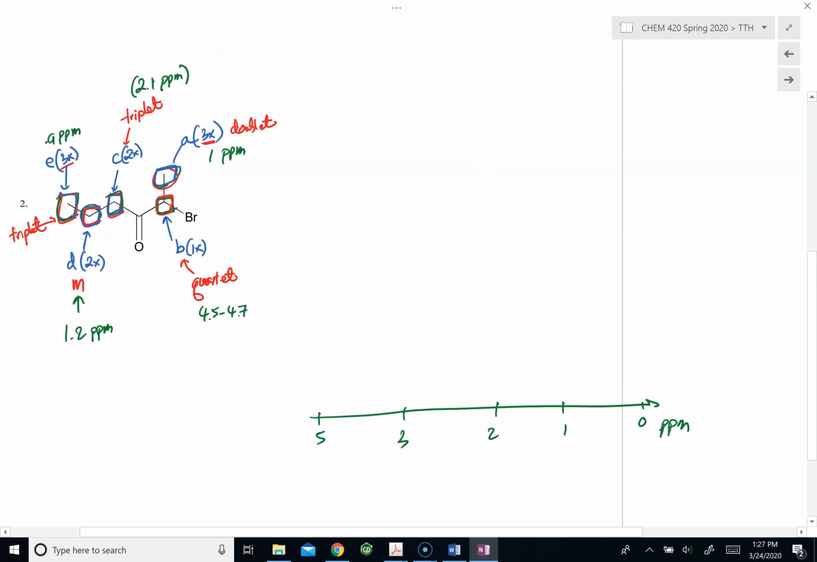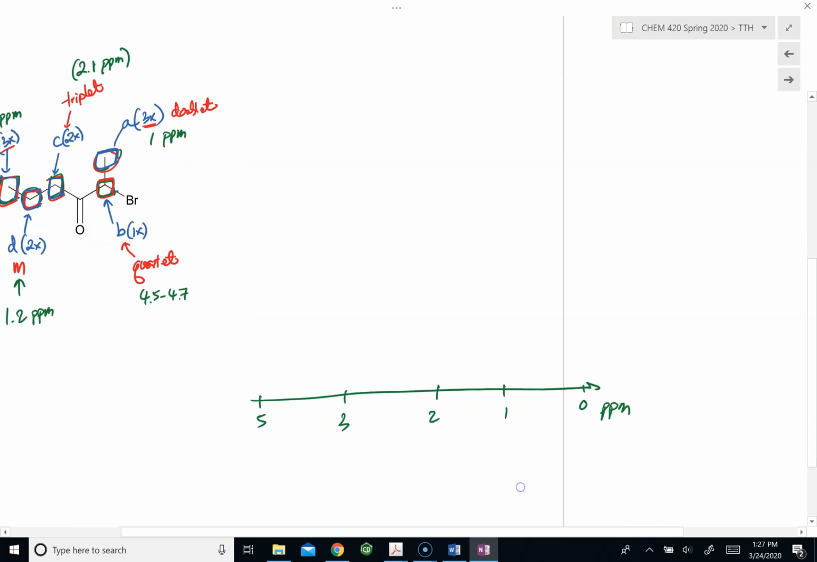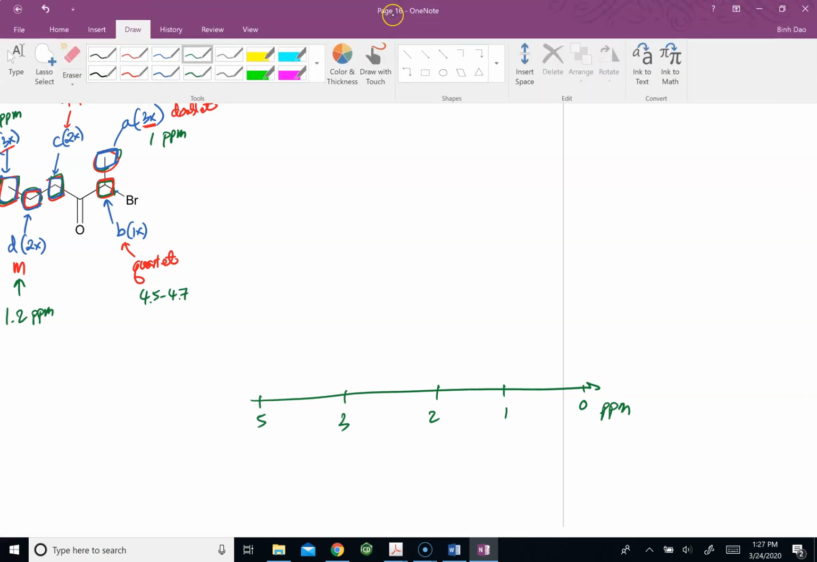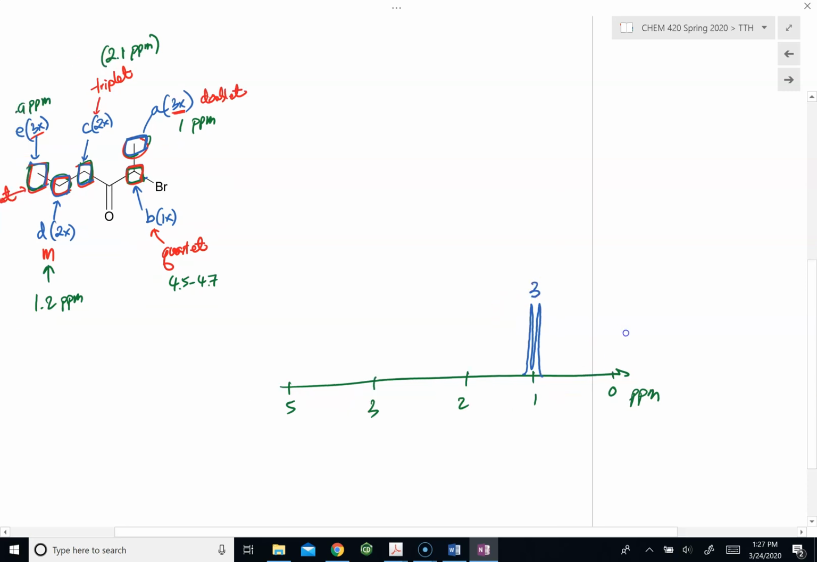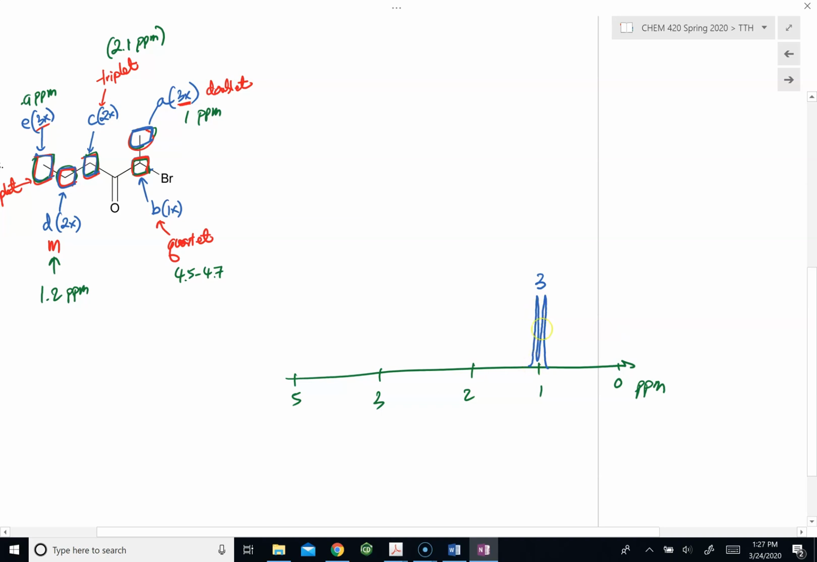So first, the signal A will show up at about 1 ppm as a doublet. So if we were to now go to 1 ppm, we will see a doublet. And overall, its intensity is 3 times. So a doublet with the intensity equal to 3. So let's put that number on top, 3. So that shows that the ratio of this signal below is 3. So that would be our signal A.